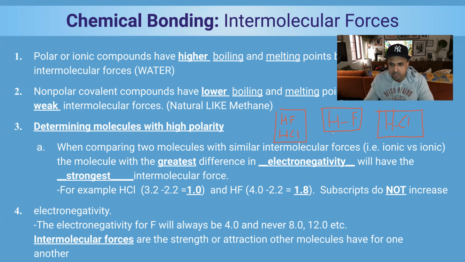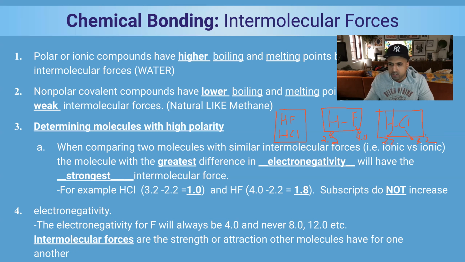But if you look at the electronegativities on a reference table, hydrogen should be 2.2. Fluorine is 4.0. Hydrogen is 2.2 again. And chlorine is 3.2, I think. Whatever, it's lower than 4.0.